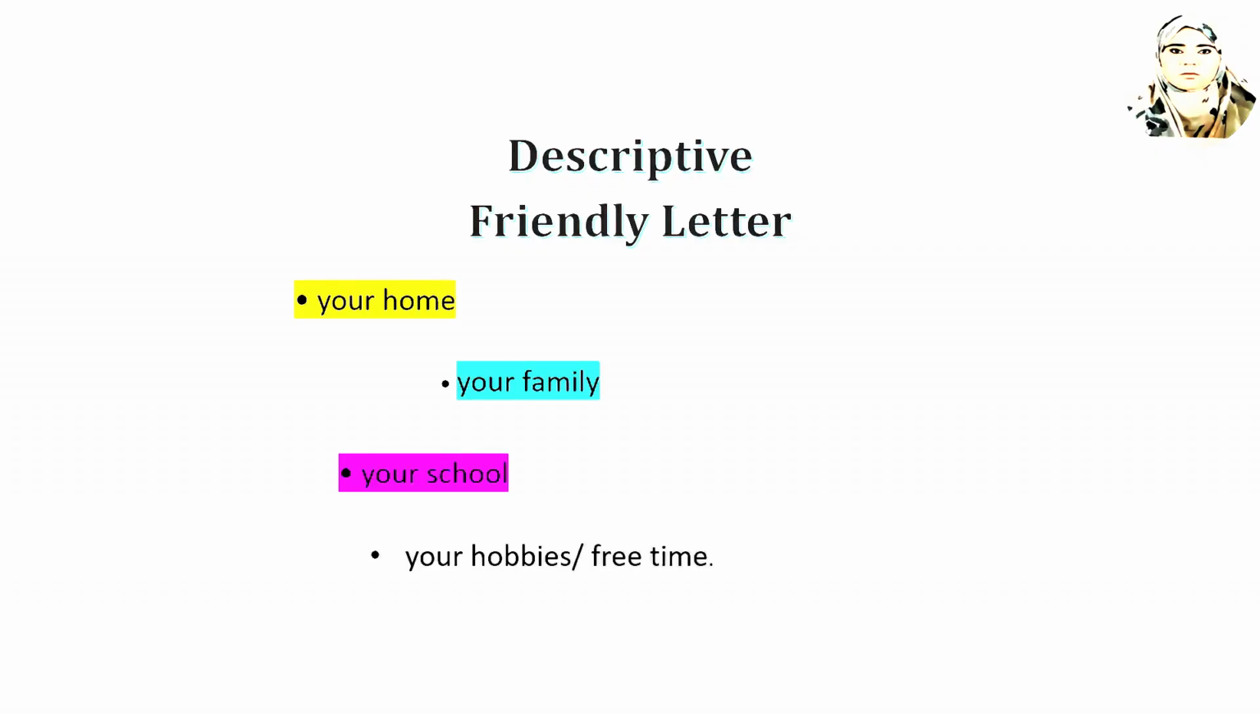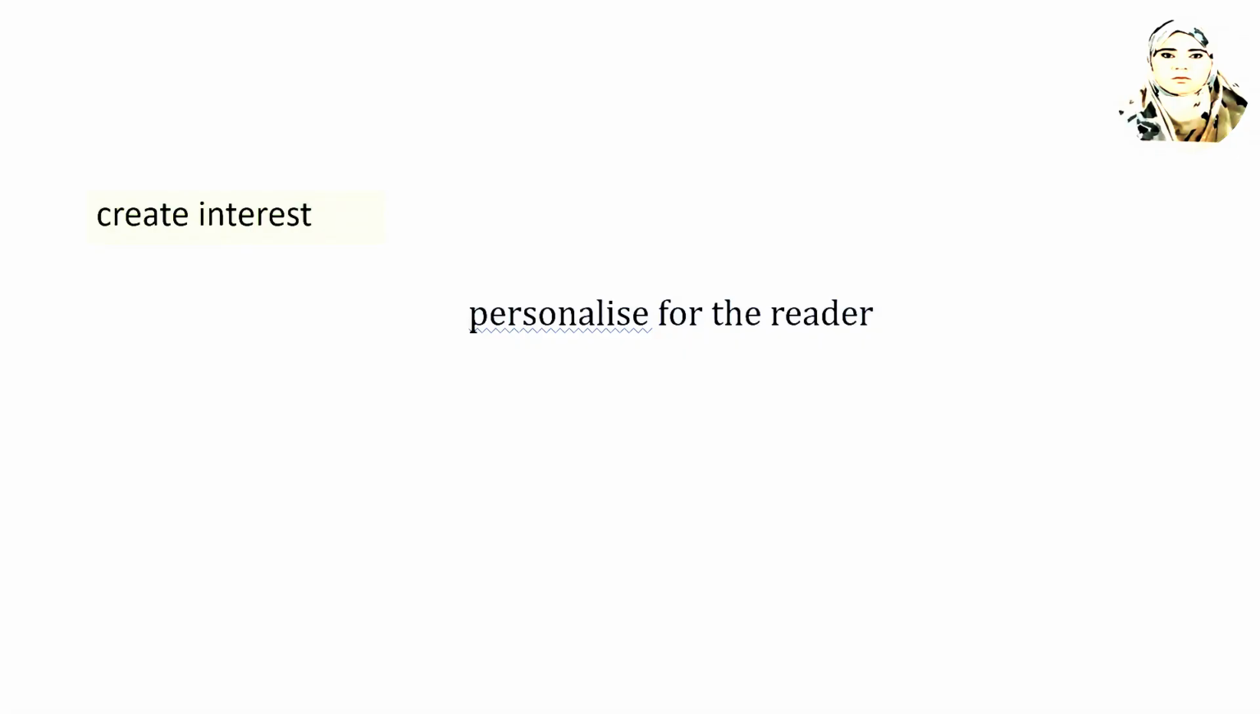Generally, friendly letters are written either to a relative or to someone the same age as you, such as a friend or a pen friend. You'll be asked to describe the following points: your home, your family, your school, or your hobbies and free time activities. And here, the main points to keep in mind when writing about any of these topics are: number one, create interest. Two, personalize for the reader. Three, do not list. Four, support each idea. And we're going to explain each in detail later. Don't worry.